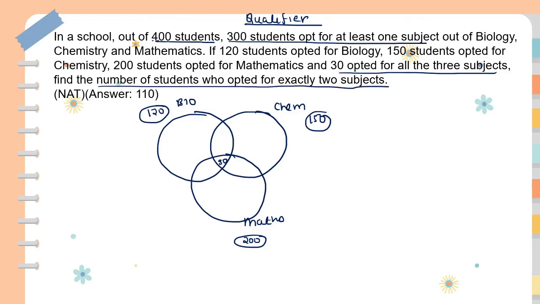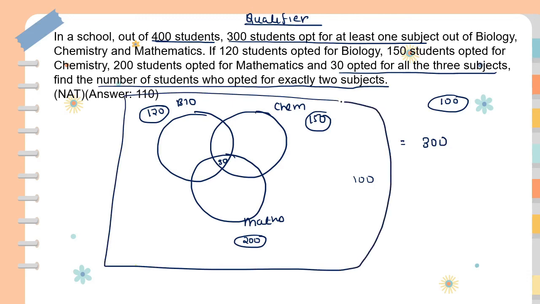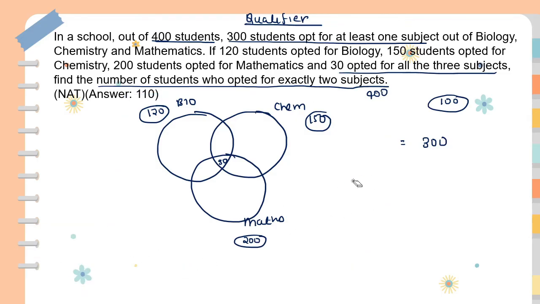So there were 400 students, 300 opted for at least one subject, okay. So this means this will constitute 300, and 100 students did not opt for any subject, so they are the left-out people, okay. So this will constitute 400. So basically this will give 300. So let me erase this line. So let us assume this is x, y and z.